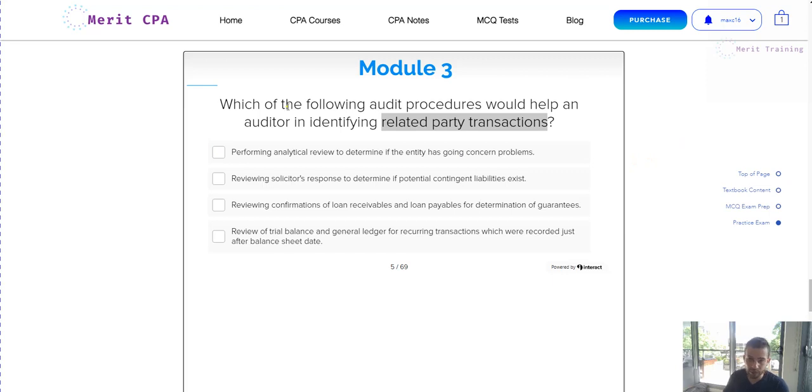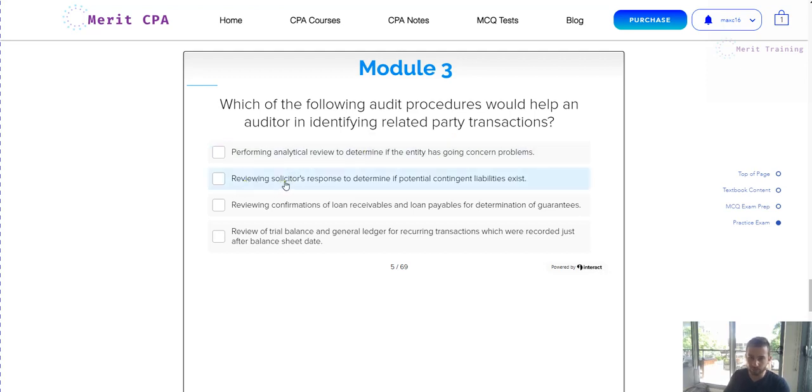Okay, but the question is asking us, now that we've gone through the background of related party transactions, what procedures, if they didn't tell us about this, could we do to help the auditor identify these kinds of transactions, so look for them. So A, is performing analytical review to determine if the entity has a going concern problem? Well, none of this is really to do with a related party transaction, right? So an analytical review, just pretty standard process. Going concern problem, that's to do with cash flow, revenue, looking at risks to the business, like losing a customer or losing a license. Nothing of that is to do with related party transactions. It's just not relevant logically.